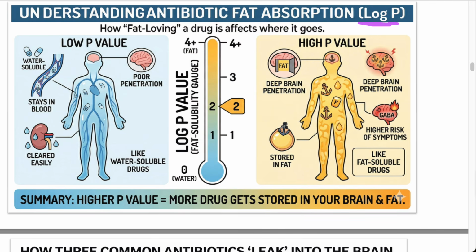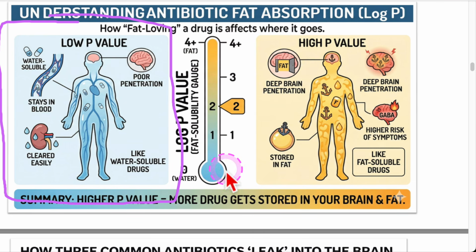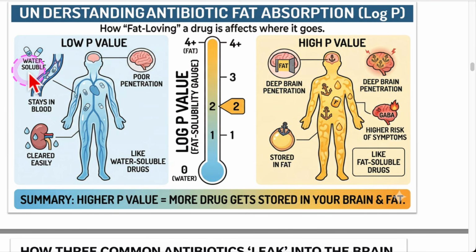Understanding log P is really, really simple. Right here, this is water soluble. The blue stands for water, so this is going to have a low value down here, a low value in here. These ones are water soluble. They stay in the bloodstream. Guess what can clear them? Your kidneys can clear them. Your kidneys clear water, right?